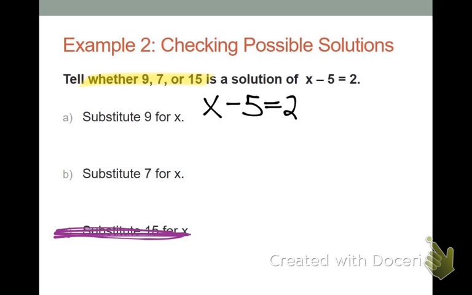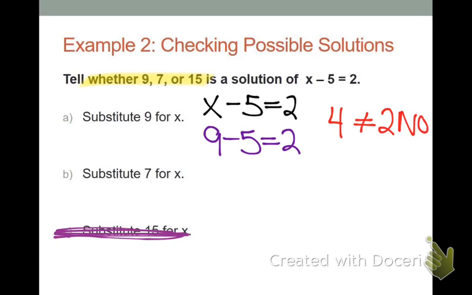All right, X minus 5 equals 2, and we're going to test the two solutions. So, first possible solution is 9. So if I plug in 9 minus 5 equals 2, well, what is 9 minus 5? 4. So, third step, 4 does not equal 2, and I answer no. Okay, so now I have answered. Is it a solution? My answer is no, and my proof is 4 does not equal 2. All right?